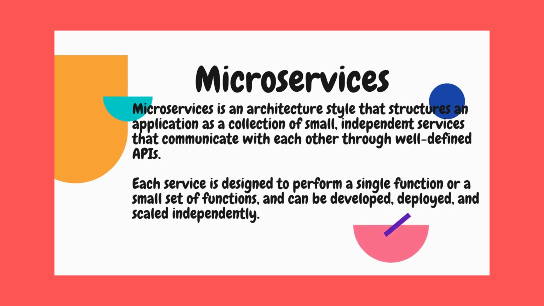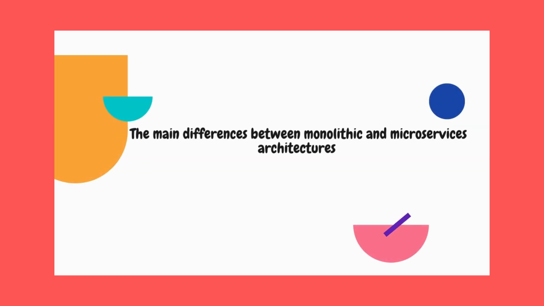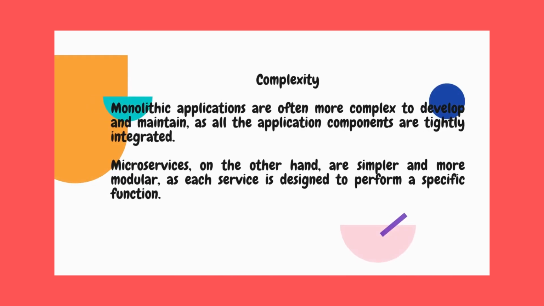Coming to the other end, microservice is an architecture style where the application is a collection of small independent services that communicate with each other through well-defined APIs. Each functionality runs as a separate service, and each service is designed to perform a single function or a small set of functions, and can be developed, deployed and scaled independently. We'll talk more about the main differences.